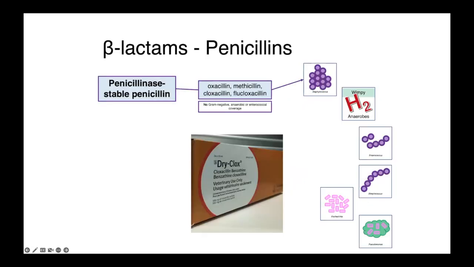Within the penicillin family, we have several subclasses. First, let's talk about the penicillinase stable penicillins. These include drugs like oxacillin, cloxacillin, flucloxacillin, and the mostly historical methicillin. These drugs have activity primarily against gram-positive cocci, and we think of them generally as being used for treating staphylococcal infections. In a veterinary context, drugs like cloxacillin might be used for treating mastitis, and in human medicine, flucloxacillin would be used for treating gram-positive septicemia.